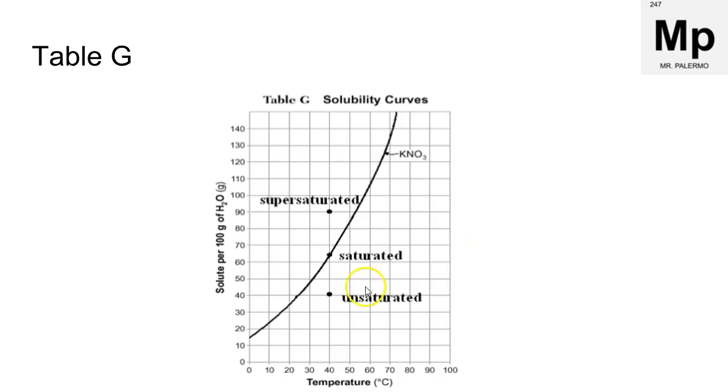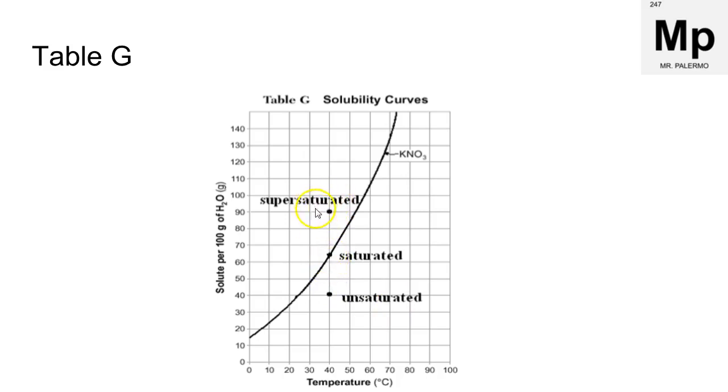So looking at table G, here's just one saturation curve, but we have many on table G. If you are on the line, you've created a saturated substance, meaning in this case, at 40 degrees Celsius, if I add approximately 64 grams of KNO3, I make a saturated solution. Anything less than that, under the line, is unsaturated, and then over the line would be supersaturated.